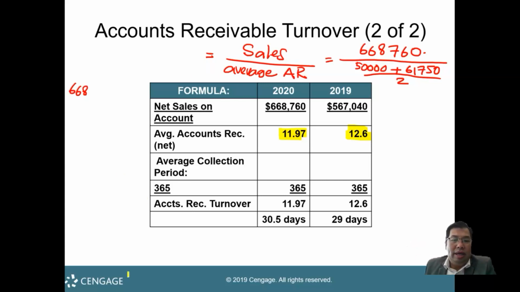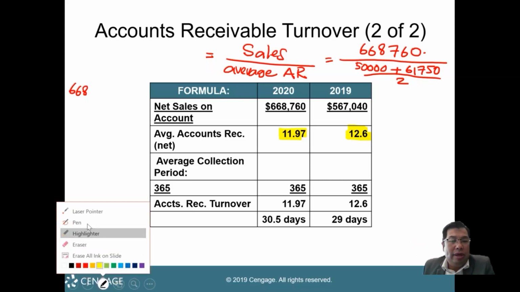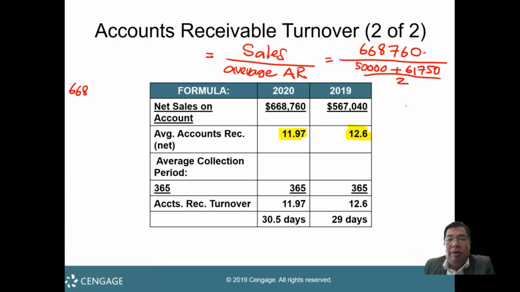For example, can I just put another extreme example here? You have another company, maybe this is your company, this is company X. The average account receivable turnover is 30. What does it mean? Their sales is 30 times their average account receivable. So they don't sell much using account receivable, they only have little account receivable, but their sale is very good. So the higher the value, the better.